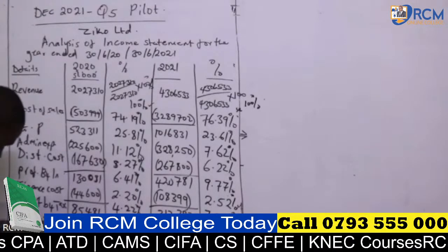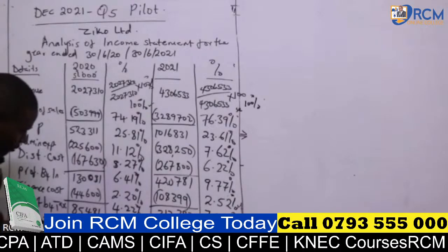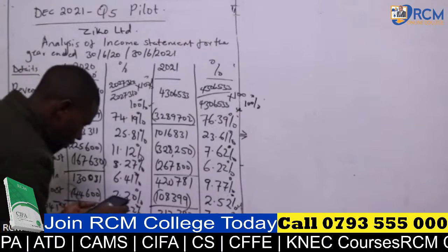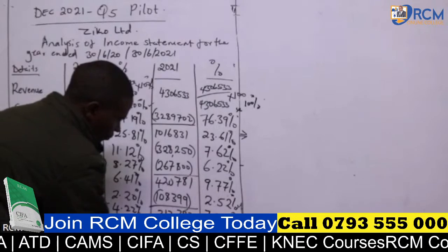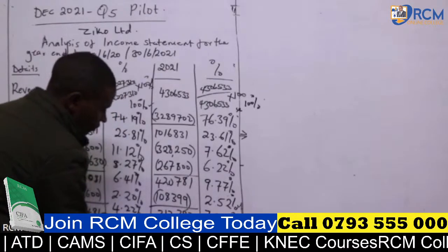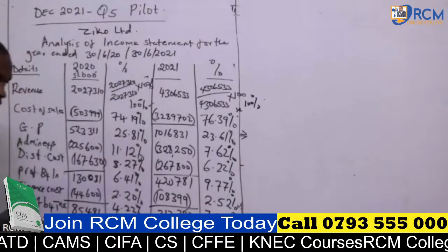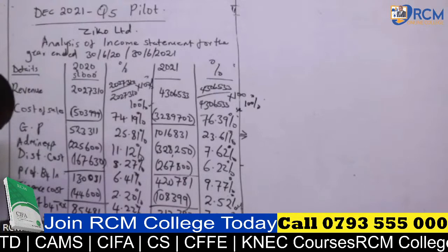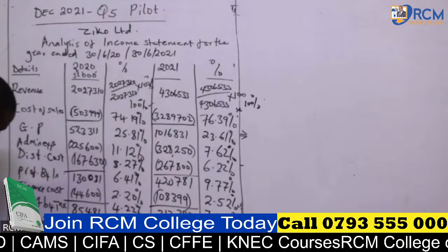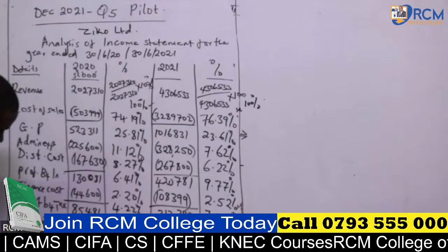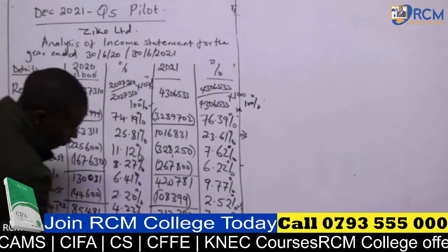Income tax expense, income tax tunatoa. Income tax iko hapa. Income tax tuko na 26,400. The other one we have 52,500. Therefore, give me the percentage of this so that we can get for income tax. Now we get the profit for the period. I'm going to adjust the board. Profit for the period ni after you less the tax.